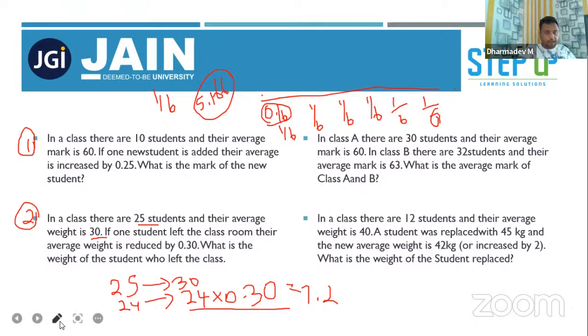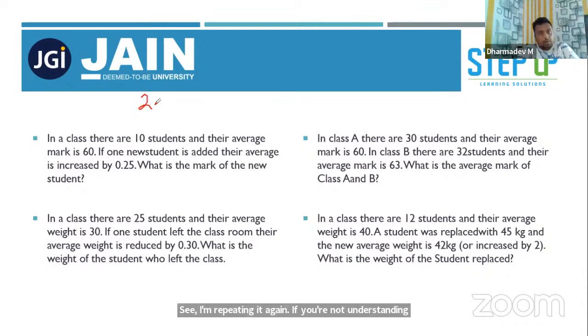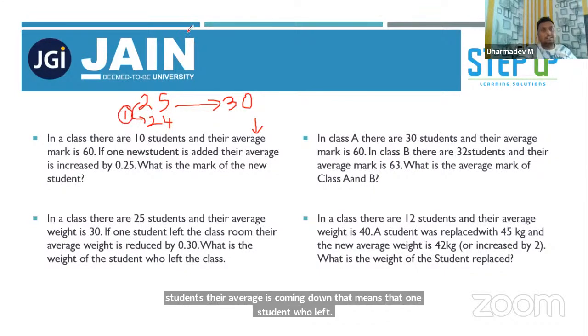See, I'm repeating it again. If you're not understanding this, it's so difficult. Okay, see, there are 25 students. Their average weight is 30. One student came out. That means there are only 24 students. Their average is coming down. That means that the one student who left, his weight is more or less than the others. That's all the question is.